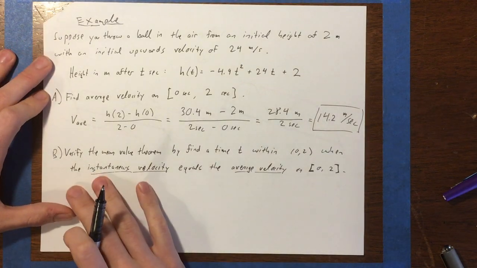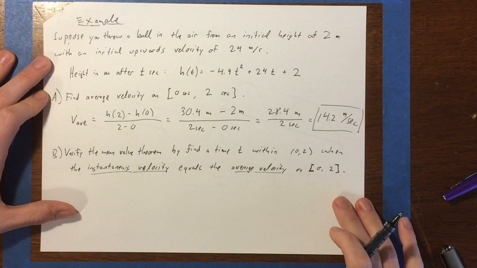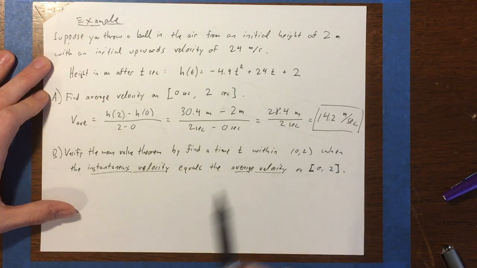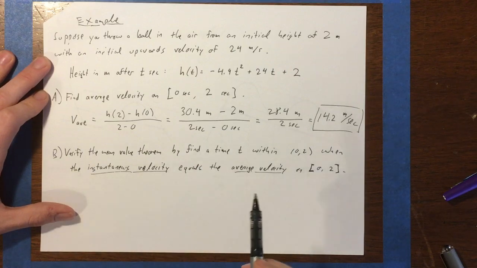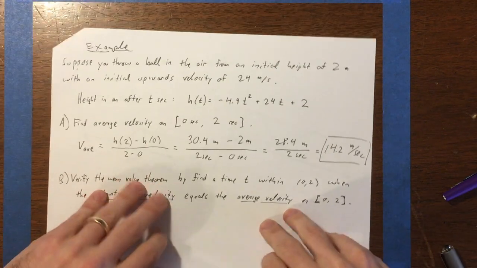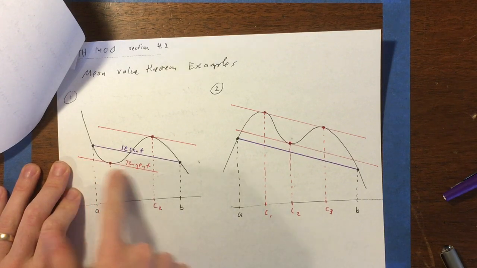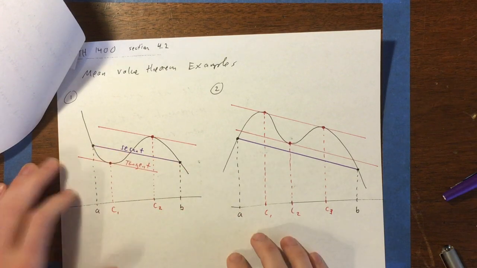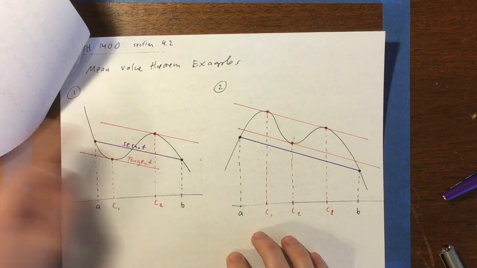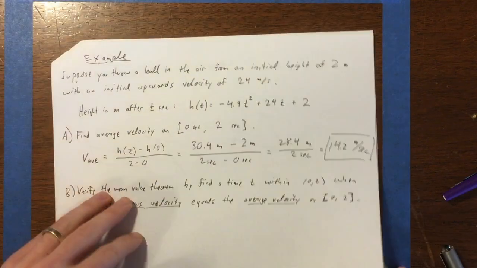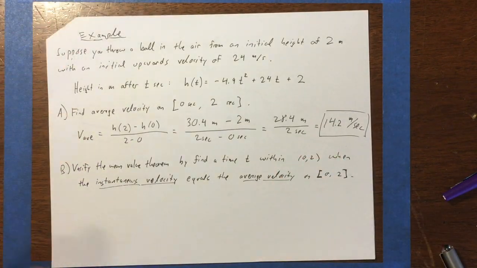Now, the next part is to verify the mean value theorem by finding a time t within this interval 0 to 2 when the instantaneous velocity equals the average velocity. So this is exactly like what we were doing before, finding a time in the interval when the instantaneous rate of change equals the average rate of change. In other words, tangent slope equals secant slope. Okay, so that's the same. This is the visualization of what we're doing right now, except now we're talking about it as velocity.